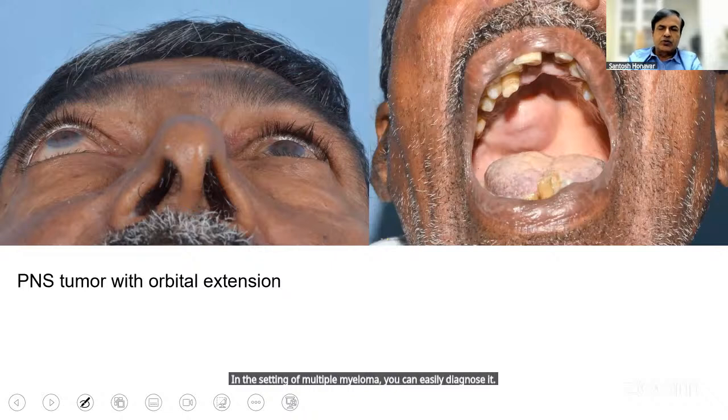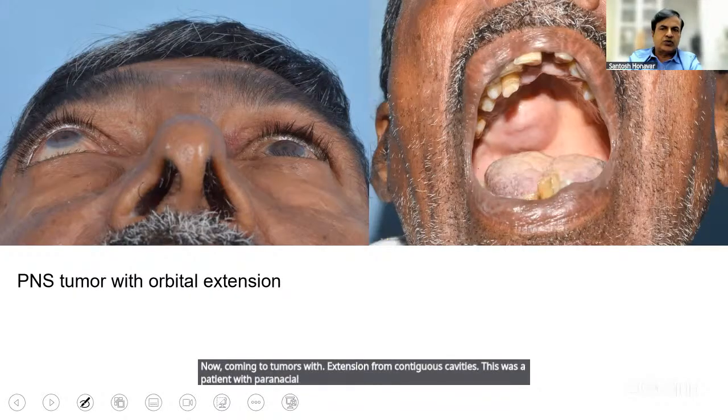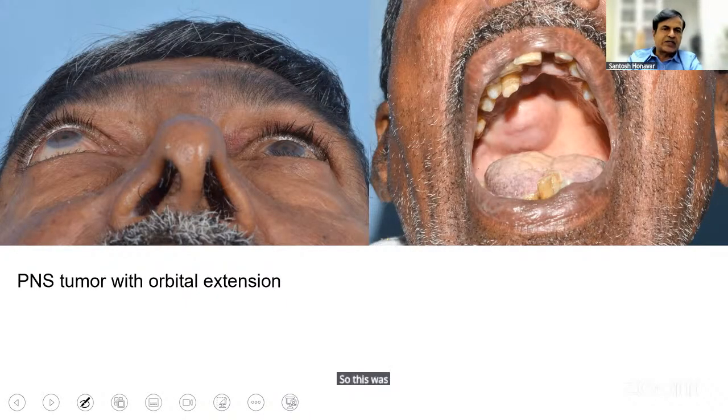Now coming to tumors with extension from contiguous cavities. This was a patient with paranasal sinus tumor. You see a prominent maxilla, and also when you ask the patient to open the mouth, you find that there's a palatal mass as well. So this was a maxillary sinus tumor with oral cavity extension as well as orbital extension.